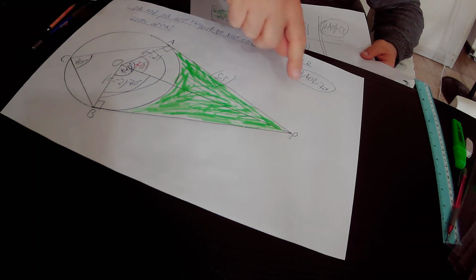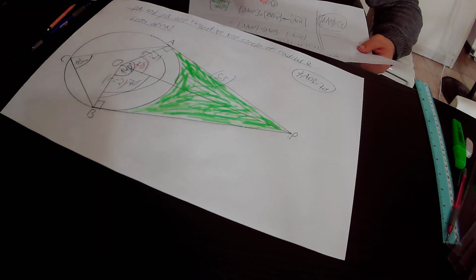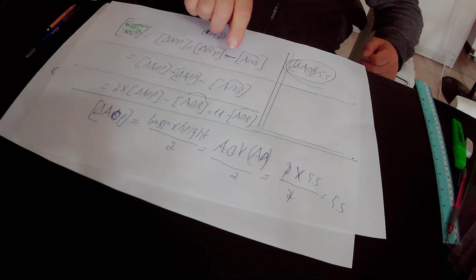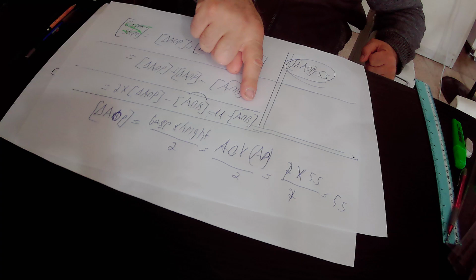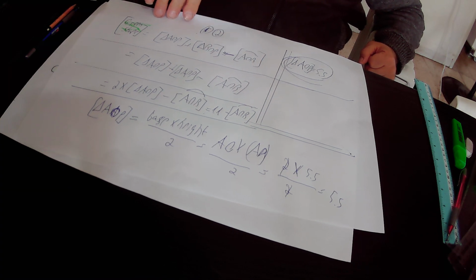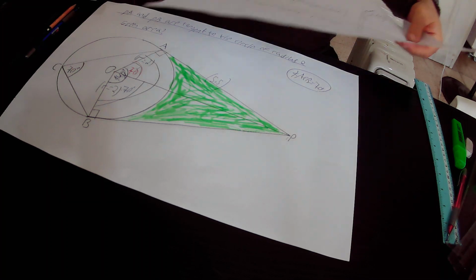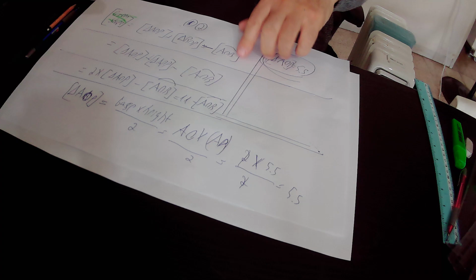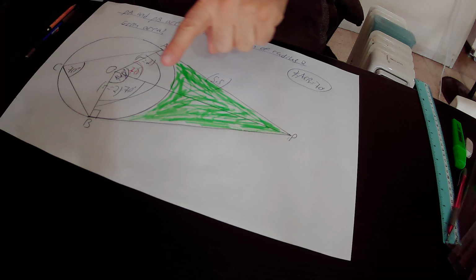And the area of quadrilateral AOBP minus the area of this sector AOB will give us exactly the area of this green shape. Again, the area of quadrilateral AOBP is 11, minus the area of sector AOB, and that will give us exactly the area of this green shape. Okay, so in the next step, we find the area of sector AOB. What is the area of this sector AOB?